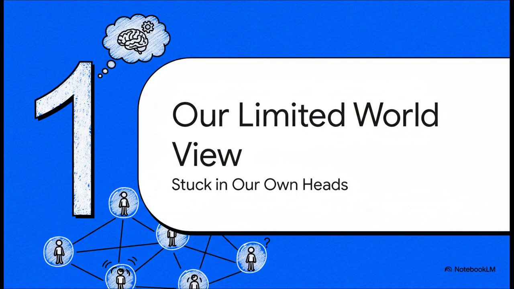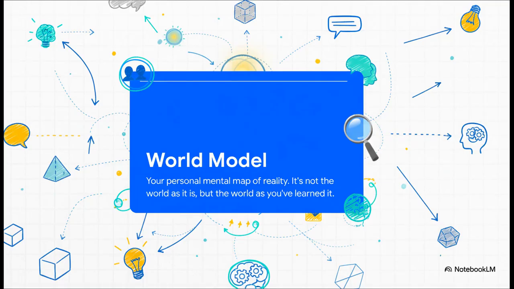I mean, why is it so easy to get stuck in our own heads? Well, it all comes down to this idea of a world model. Just think of it like your personal mental map of how reality works. It's not the world as it actually is, it's the world as you've learned it to be. And every single thing you do, every decision you make, it's all filtered through this one-of-a-kind map.